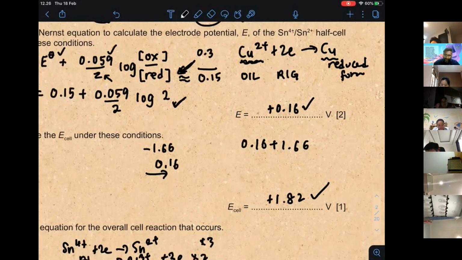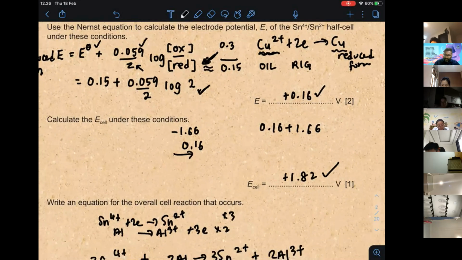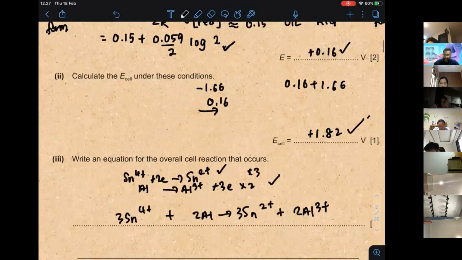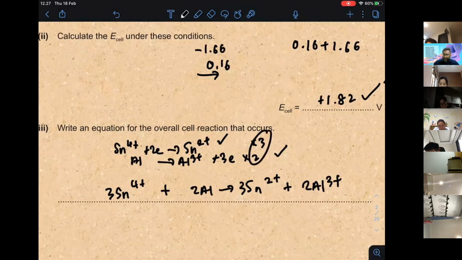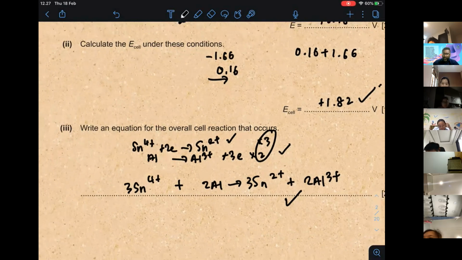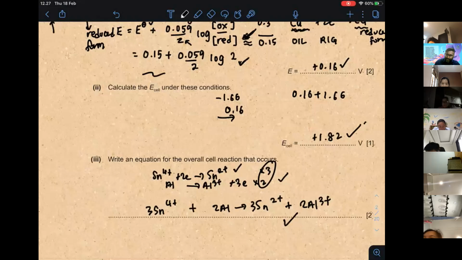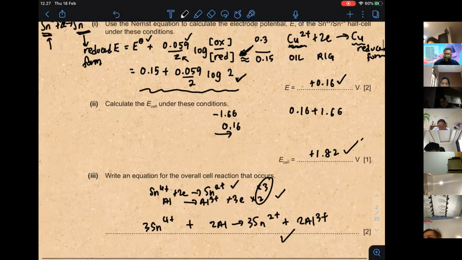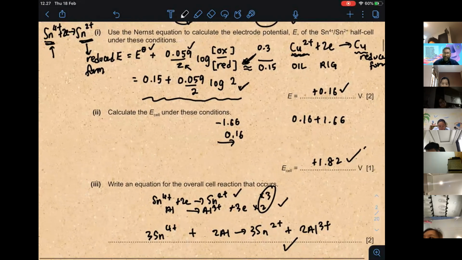And then, writing the equation for the overall cell, based on how you calculated, this is going to go forward, this is going to go backward. Balance the electrons, and then you cancel the electrons and you will get this. Quite easy to get this answer. But what is going to be a bit difficult is this part. Please take note of this equation, the Nernst equation.